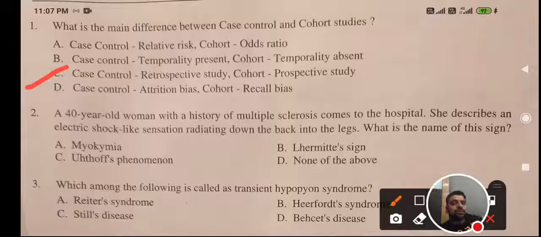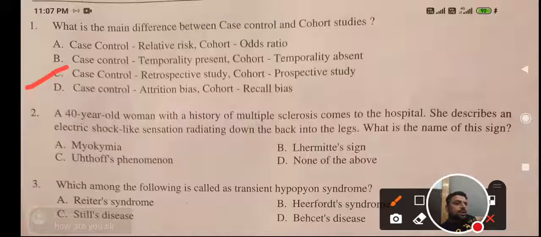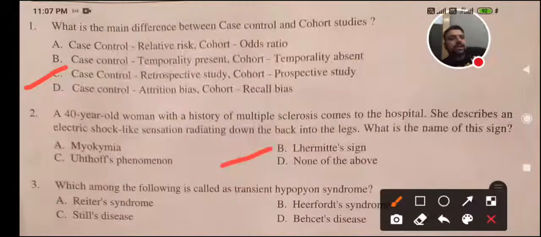Second question: a 40-year-old woman with a history of multiple sclerosis comes to the hospital. She describes an electric shock like sensation radiating down the back into the legs. What is the name of this sign? If you know the name of the sign, it's very easy. So the answer here is Lhermitte sign.